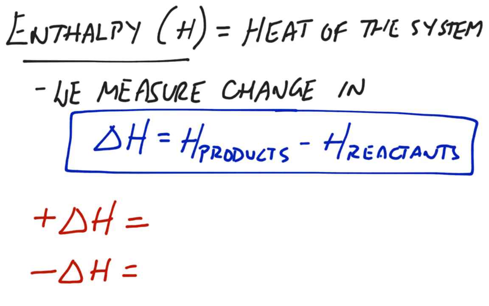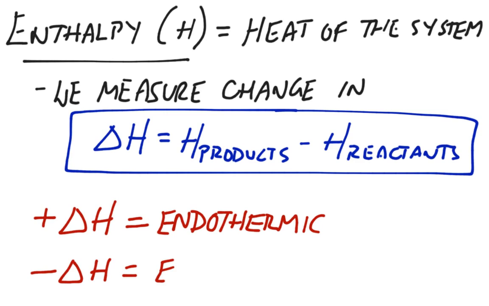A positive delta H value means that we have an endothermic system. It means that in order for the reaction to take place, energy must be provided from the surroundings into the system. A negative delta H value is not a bad thing. It, however, means that the reaction generates heat that must be given back from the reaction, the system, into the surroundings. It is therefore exothermic.